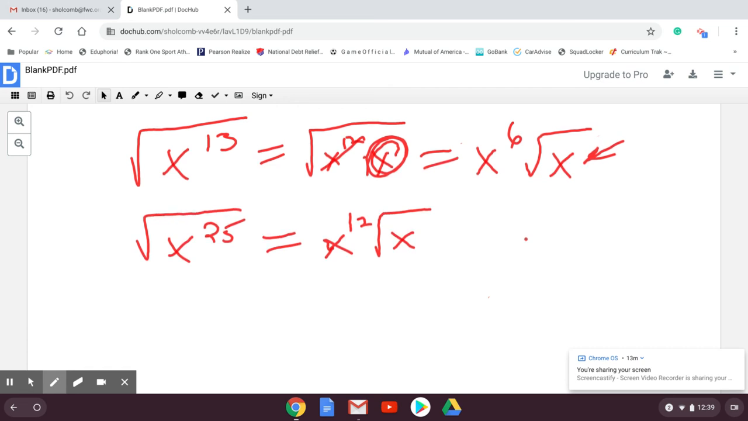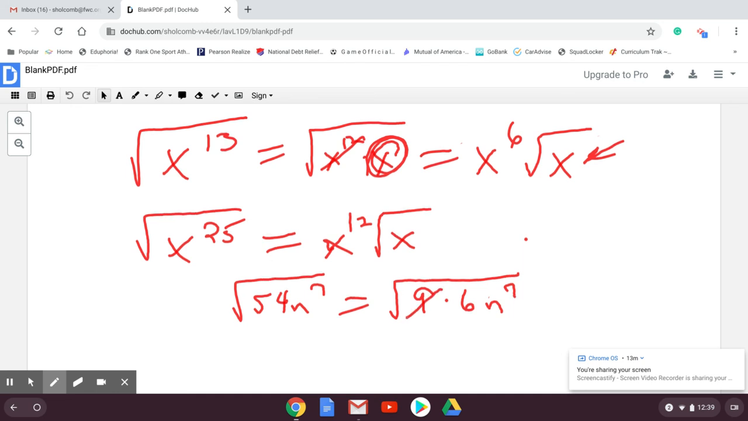The square root of 54n to the 7th. Now I've got both a variable and a number. Start with the number first. Is there a perfect square that's a factor of 54? Hopefully everybody can see 9 times 6. And then let's just leave n to the 7th alone. Okay? So what is the square root of 9? Well, that's easy. It's 3. So we get to pull that 3 outside.